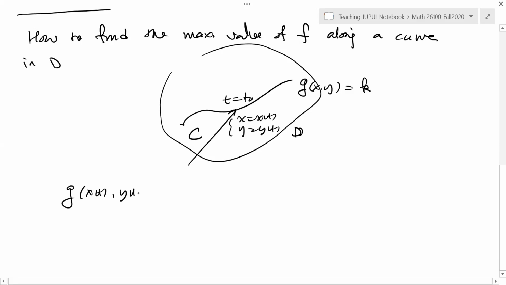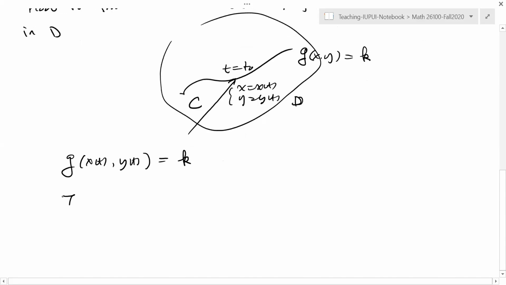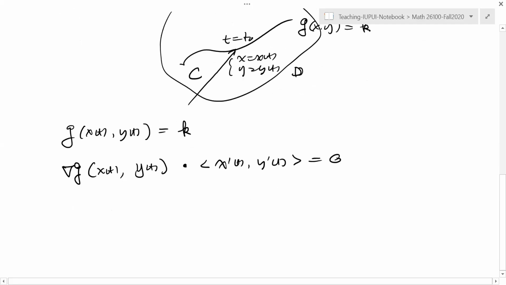So you can get quickly, you differentiate both sides, then what you get is the gradient of g at (x(t), y(t)) dot product with (x'(t), y'(t)). That's going to be 0. So in particular, at that particular point, x naught, you have this.